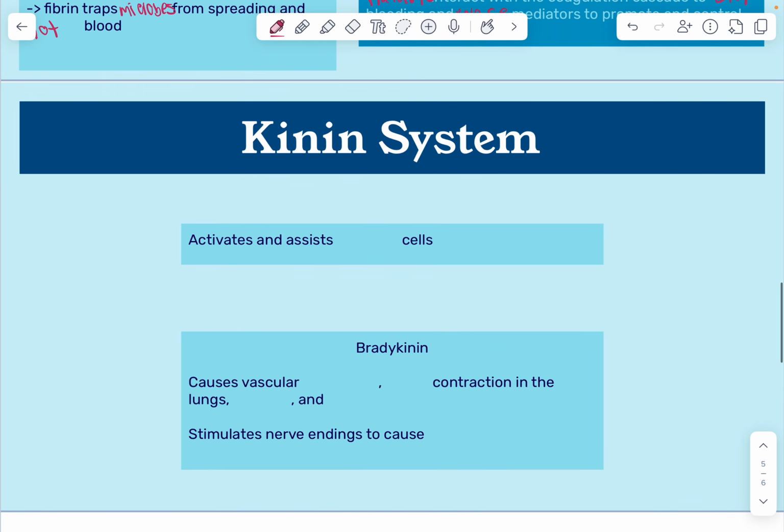The last system is the kinin system, and this system activates and assists inflammatory cells. And bradykinin plays a major role in this system. It's going to help cause vascular permeability.